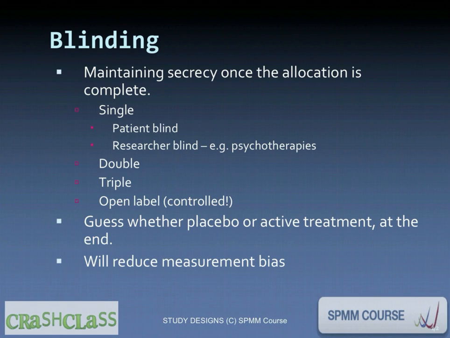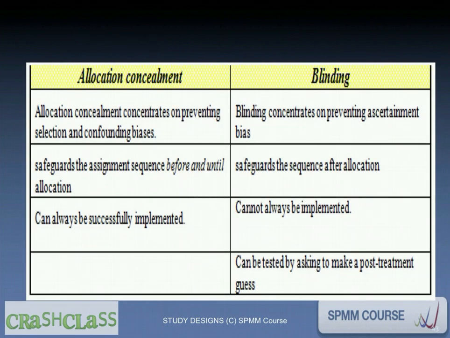Why do we do blinding? Blinding is done to reduce measurement bias. Remember, allocation concealment is done to reduce selection bias. Blinding is done to reduce measurement bias. Okay, so this is a table with differences between allocation concealment and blinding. Both are important. Allocation concealment can always be done because once you have a random sequence, you can always conceal its allocation. You don't need to follow any complex procedures to do this. And in every situation where you do an RCT, you are able to do allocation concealment.